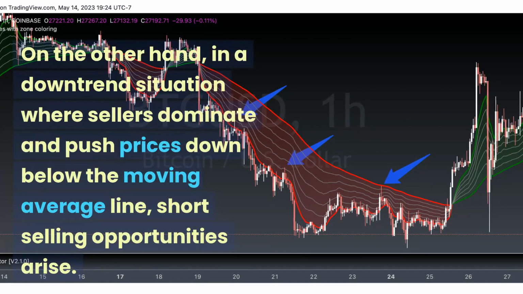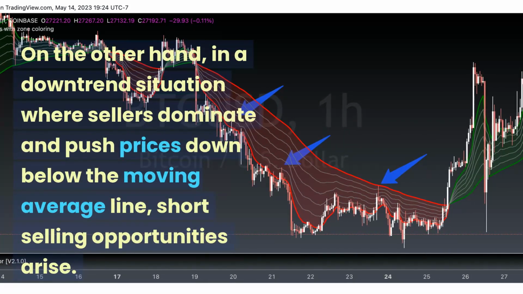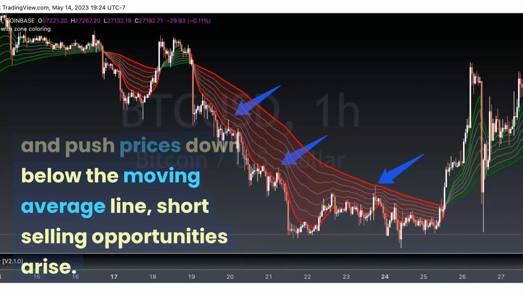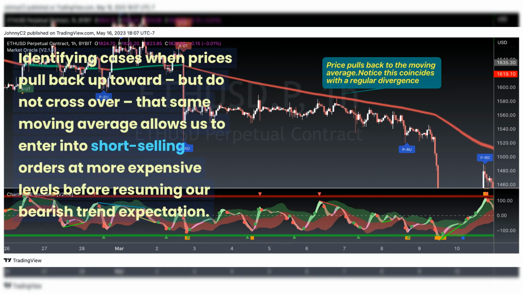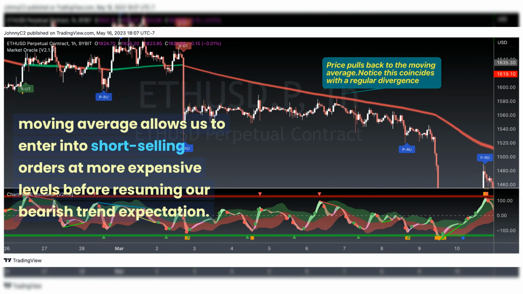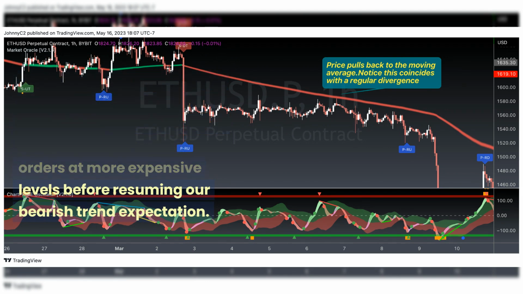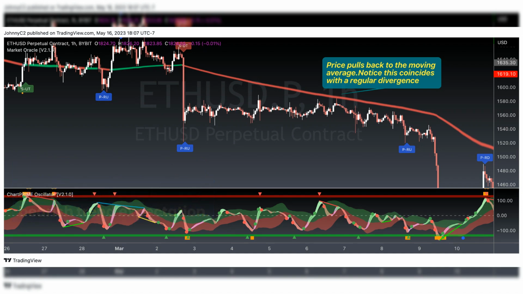On the other hand, in a downtrend situation where sellers dominate and push prices down below the moving average line, short selling opportunities can arise. Identifying cases when prices pull back up towards but do not cross over that same moving average allows us to enter short selling orders at more expensive levels before resuming the downward trend. If you take a look at the diagram here, the point that I would probably have entered, you also see it coinciding with a regular divergence in the oscillator below.